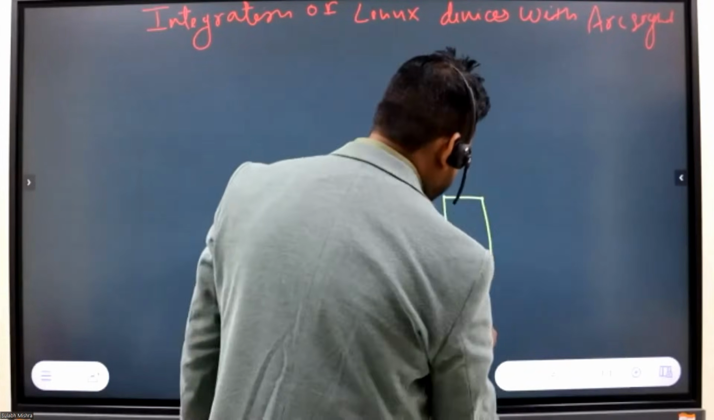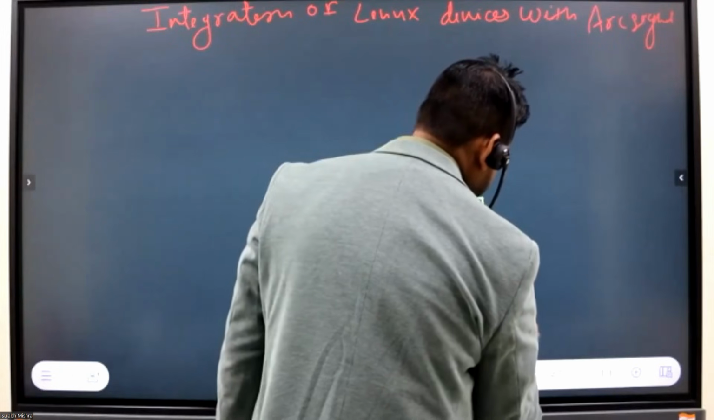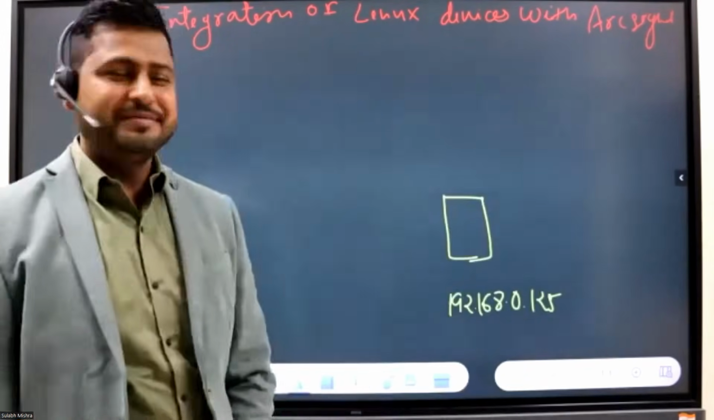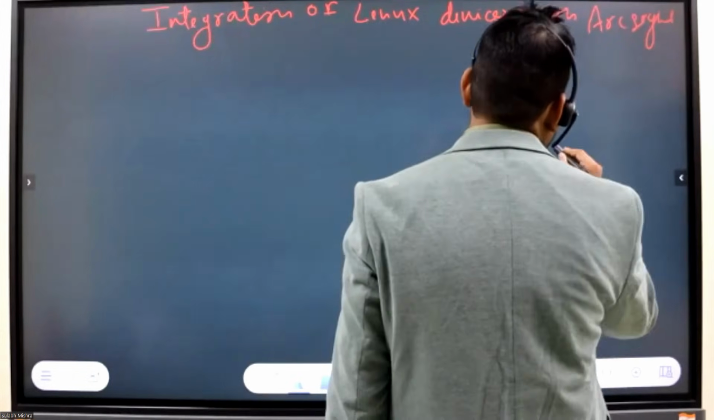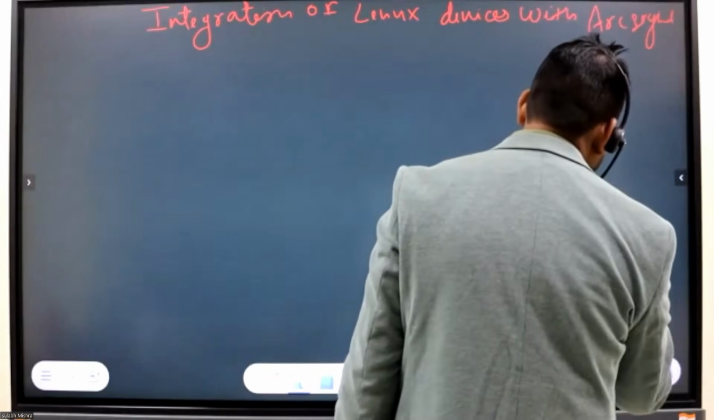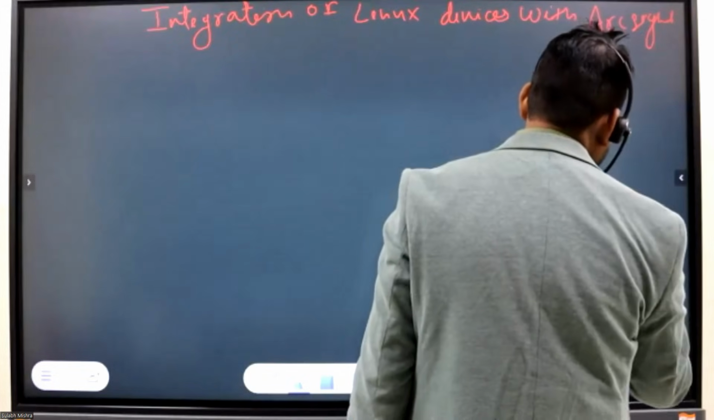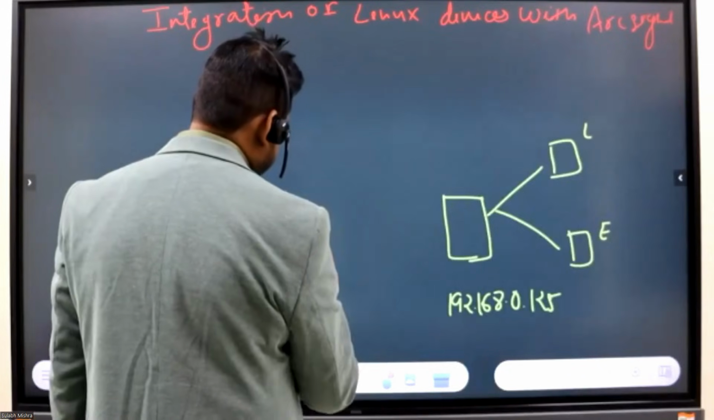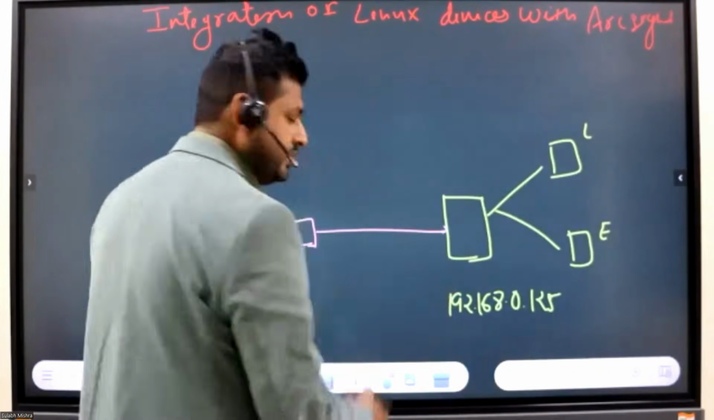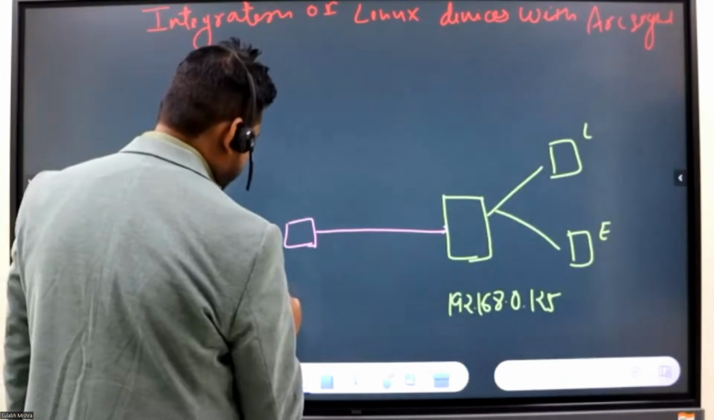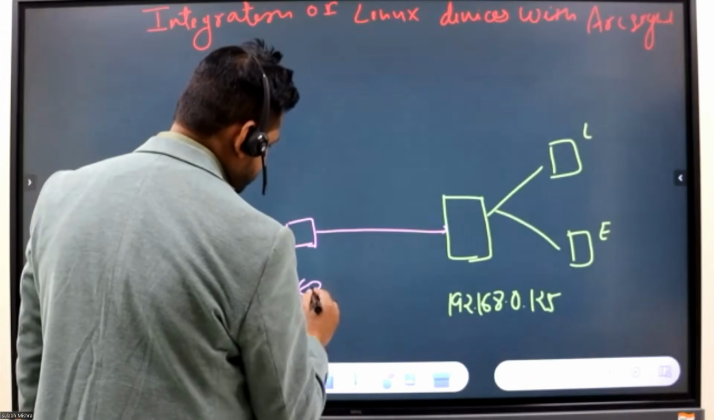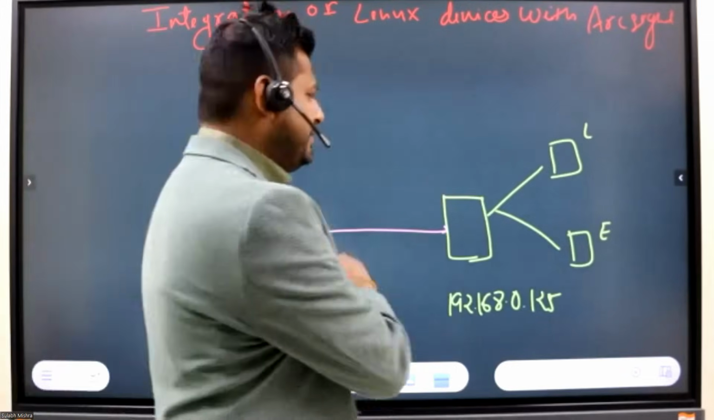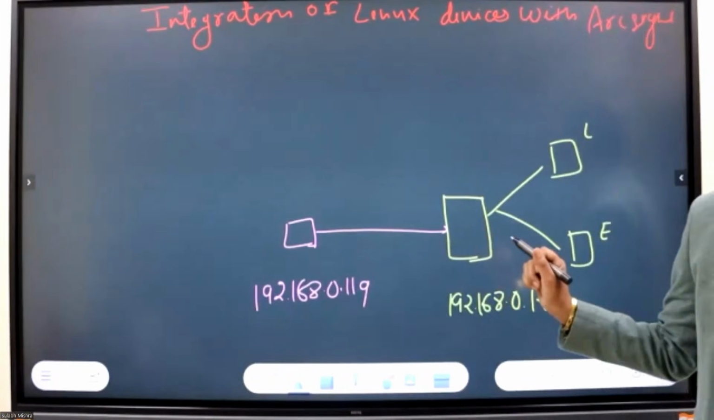The connector server is 192.168.0.125, and on this server we are installing the connector right now. The connector will send the logs to Logger and ESM. Now you have to integrate a Linux server. For example, the Linux server IP is 192.168.0.119, just as an example. So I have to integrate this Linux device with ArcSight.